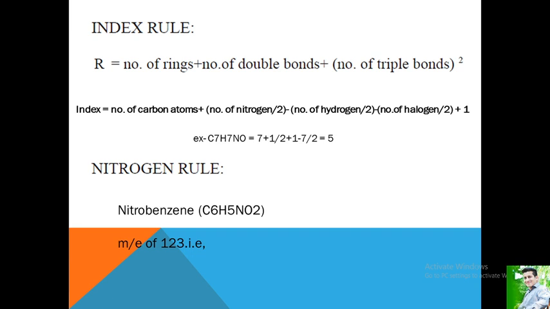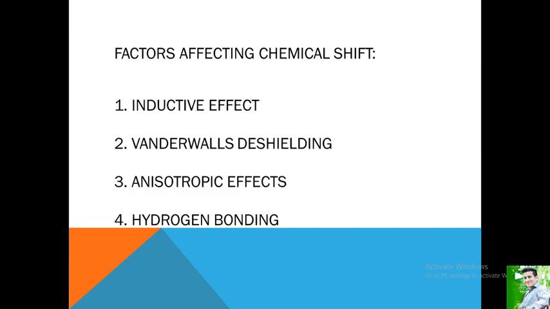So previously we saw the chemical shift. What does the chemical shift exactly mean? Now we are going to learn about the factors affecting the chemical shift. There are 4 factors which affect the chemical shift: inductive effect, van der Waals deshielding, anisotropic effect, which is most important, and the fourth one is hydrogen bonding. So let's consider the first point, the inductive effect.